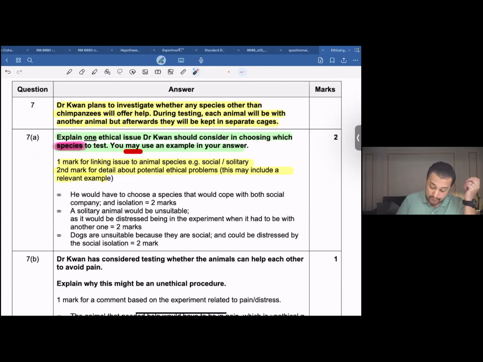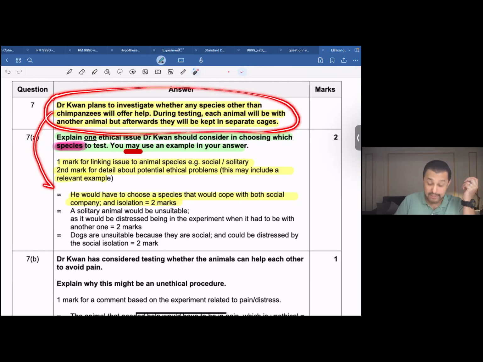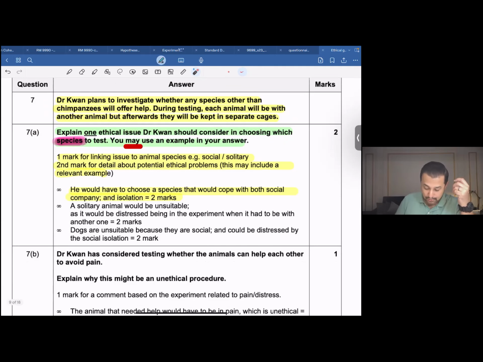So he would have to choose a species that would cope with both social company and isolation. See, over here, if you read this again, this has to do with social company and isolation both. So while choosing a species, Dr. Kwan should be mindful that he chooses an animal that is good with being socially isolated or good having a social company as well. There are several other examples that might help you too.